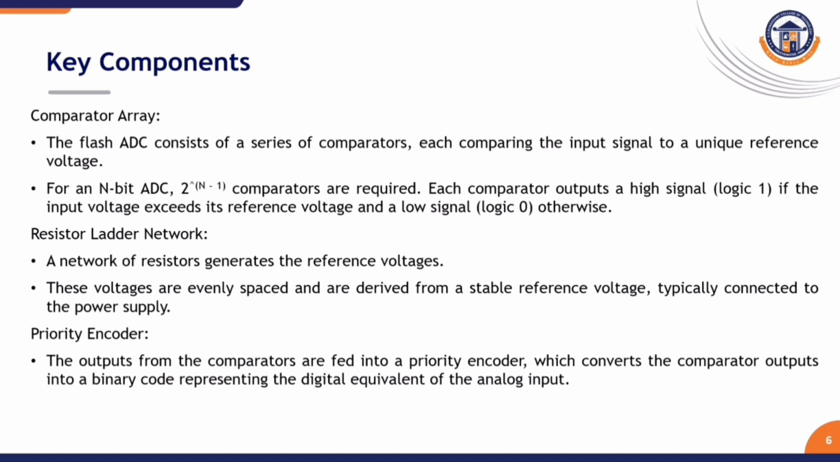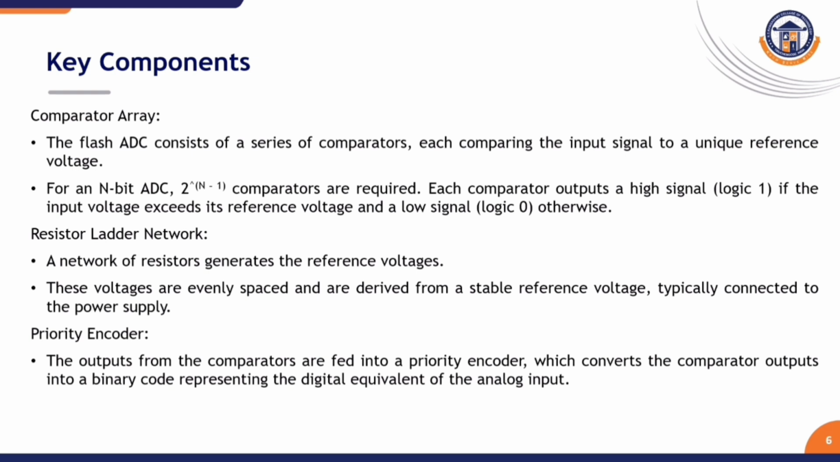The flash type ADC mainly contains three major blocks. The first one is the comparator array, the next one is the resistor ladder network, and the last one is the priority encoder. The comparator array is the heart of the flash ADC. Each comparator compares the input analog voltage with a fixed reference voltage. For an n-bit ADC, we require 2 power n minus 1 comparators. For example, a 3-bit ADC requires 7 comparators. An 8-bit ADC requires 255 comparators. Each comparator gives logical 1 output if the input voltage is higher than the reference voltage, and logical 0 if the input voltage is lower.